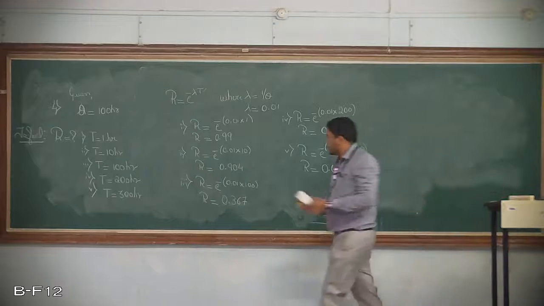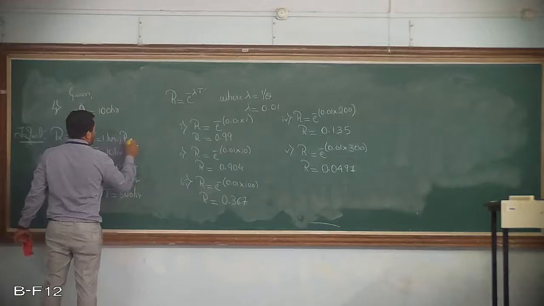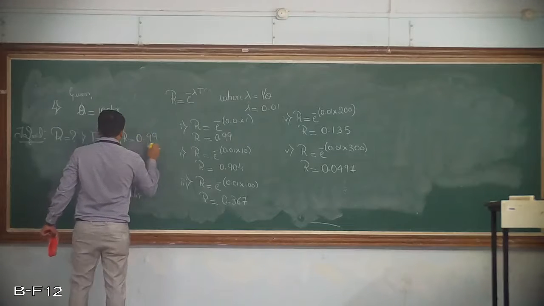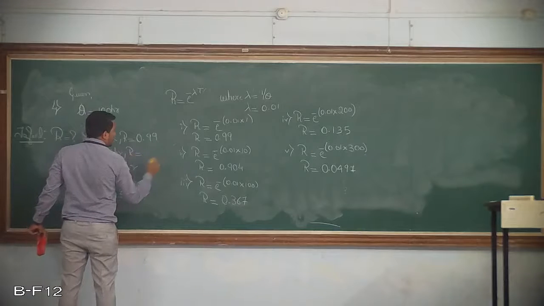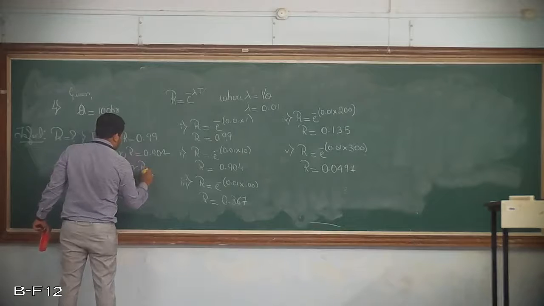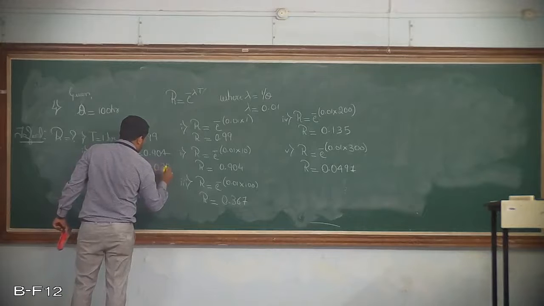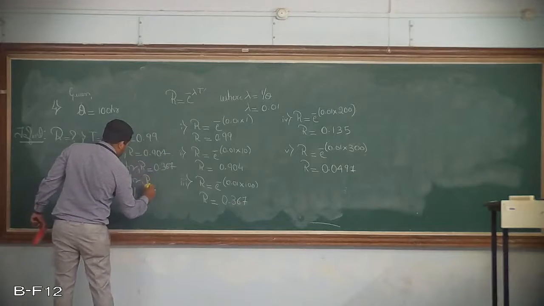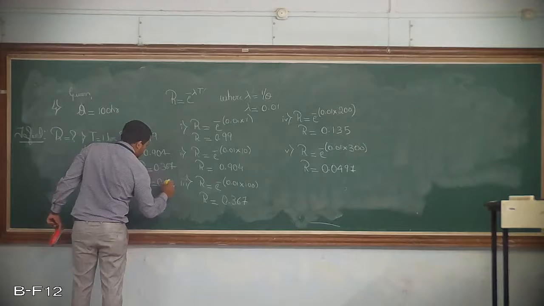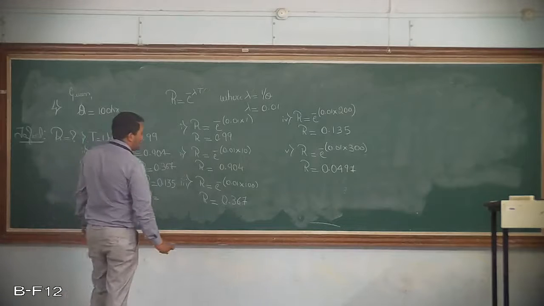So I'll just write down the answers over here. For 1 hour it is 0.99, and for 10 hours it is 0.904. For 100 hours it is 0.367. For 200 hours it is 0.135. For 300 hours it is 0.0497.